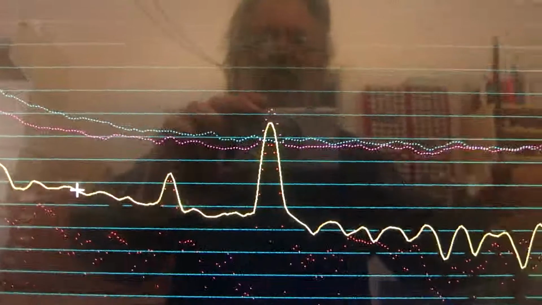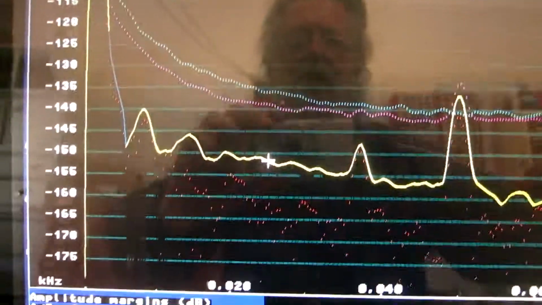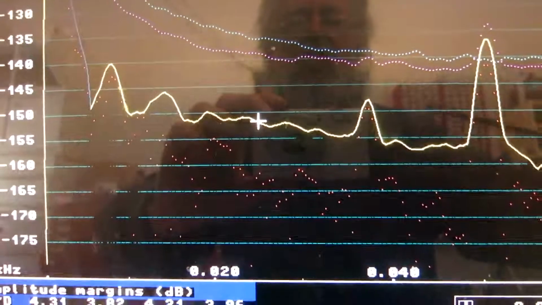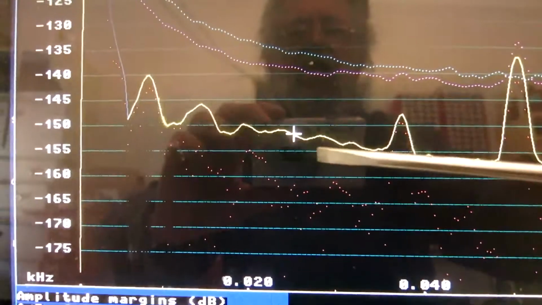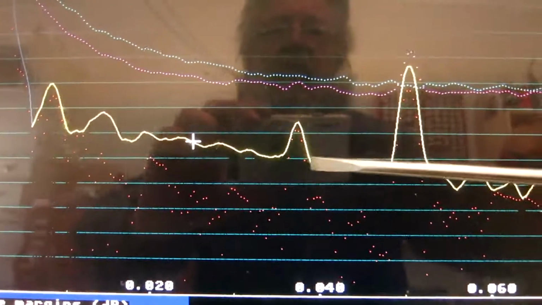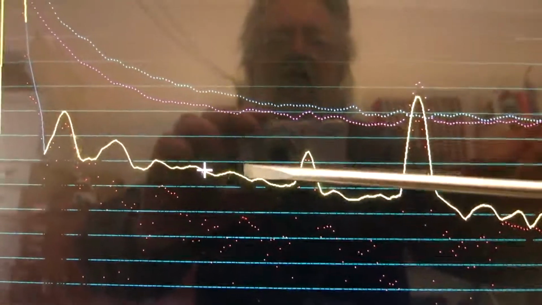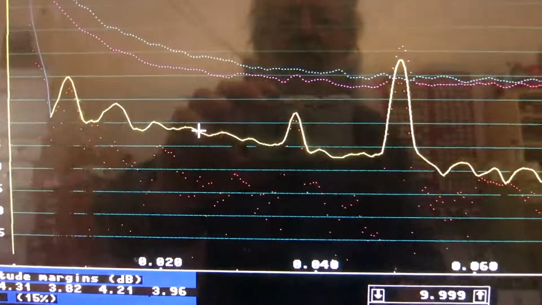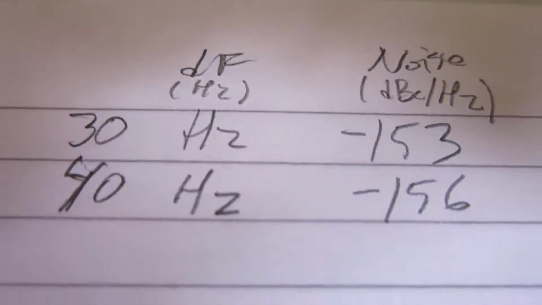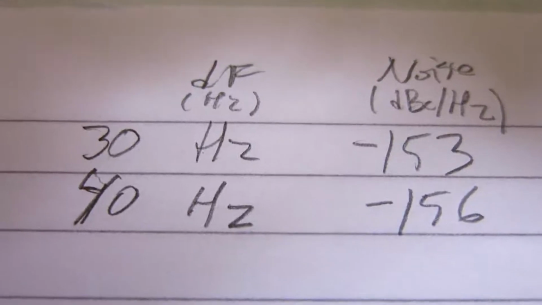So this is not very useful, but I can estimate the noise of the desired signal at, let's say, 30 Hertz and 40 Hertz with a reasonable accuracy. So this is what I can get out from this measurement.